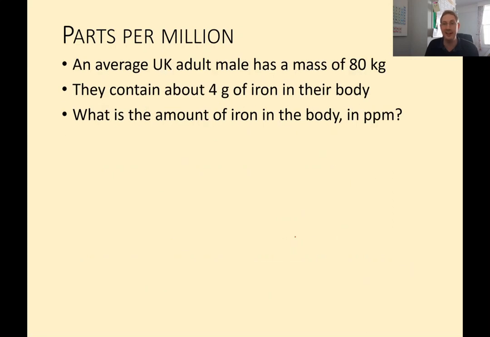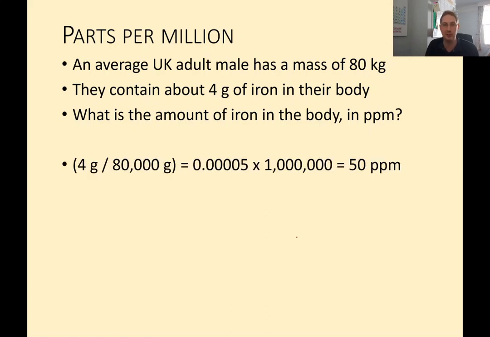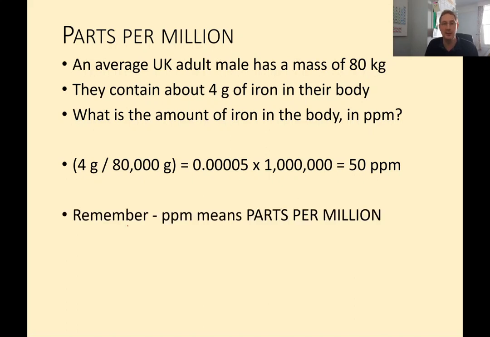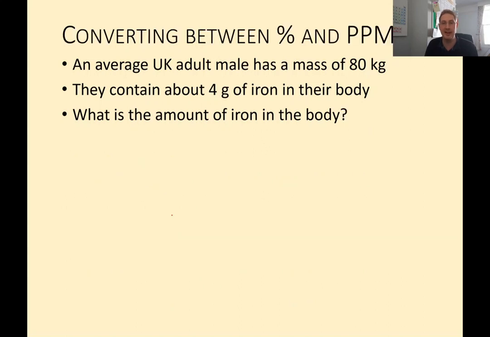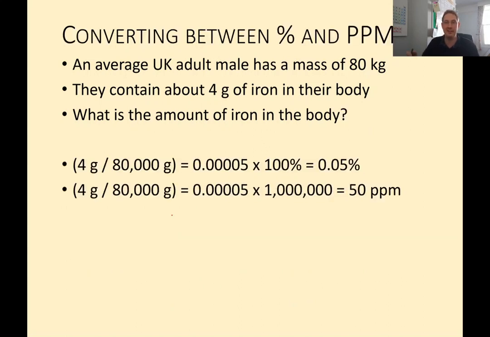For parts per million, we do the same thing. An average UK adult male has a mass of 80 kilograms, 4 grams. What's the amount of iron in the body in parts per million? So 4 divided by 80,000, the same fraction here. Now we just want to know how many parts in a million are going to be iron. Times that by a million and we get 50. ppm means parts per million. We find the fraction, multiply by a million, okay? So just look at the comparison.